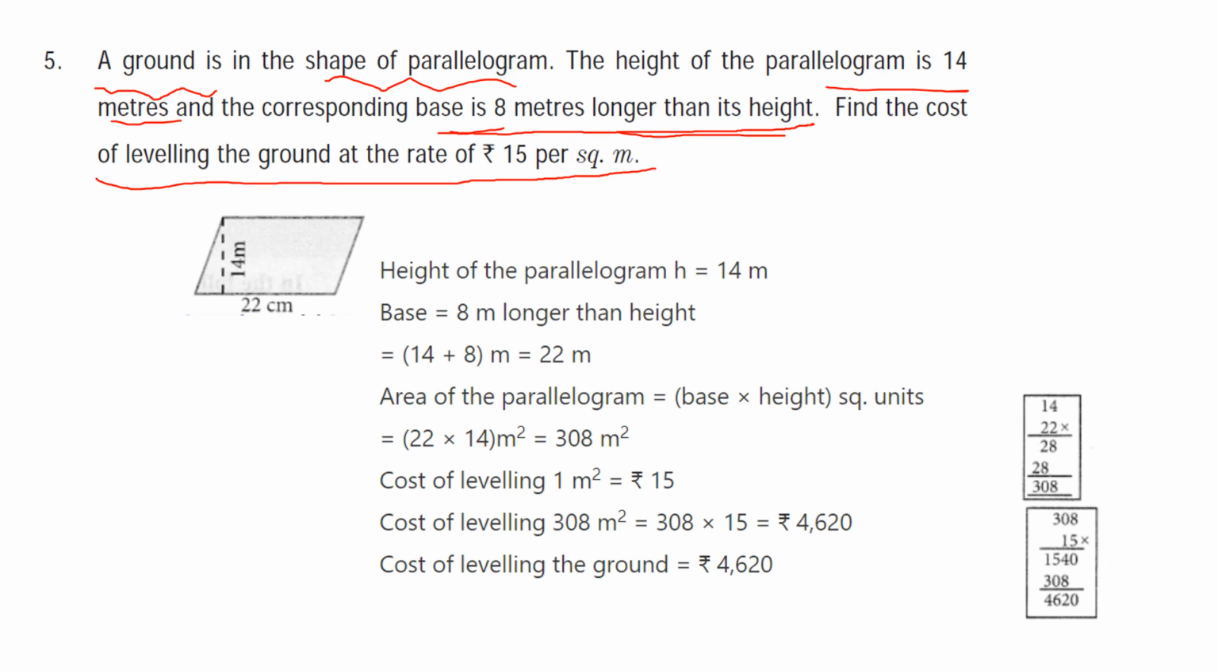First, here the given height is 14 meter, but the base is 8 meter longer than the height. What is the height here? 14. 8 meter longer means we can add. So 14 plus 8 equal to 22 meter is the base. So now you apply the formula. Area of the parallelogram is B into H. So B is 22 and H is 14.